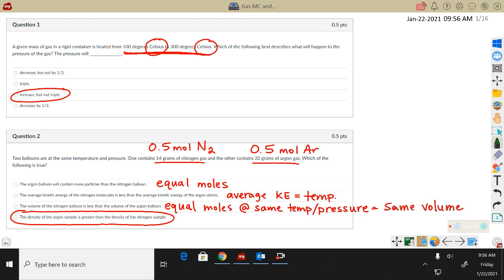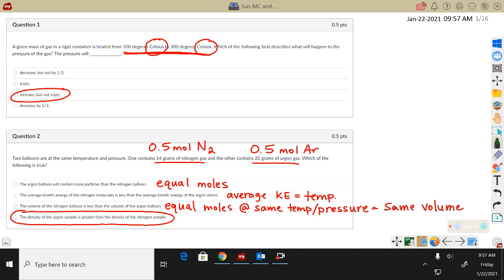Question 2. Whenever we are given masses of gases, you're probably going to want to turn it into moles. Most gas properties are dependent on the number of particles, but not the identity of the particle. So I have 2 balloons at the same temperature and pressure. That's kind of important. So they're under the same conditions. One balloon has 14 grams of nitrogen gas, which is half a mole because nitrogen gas is N2 diatomic, and 20 grams of argon gas, which is about half a mole.